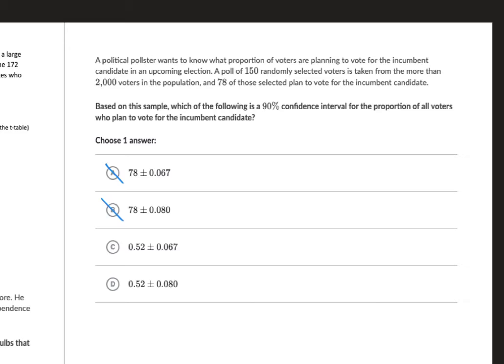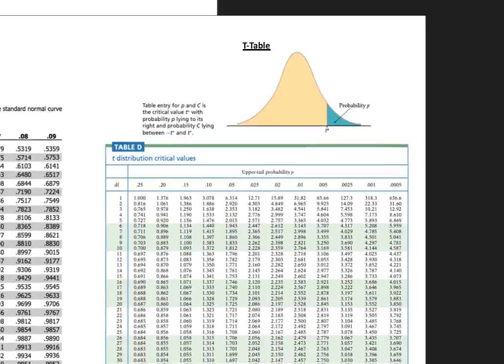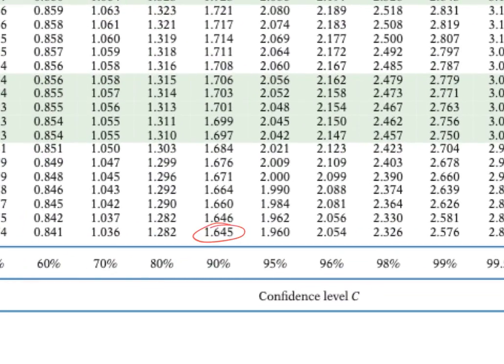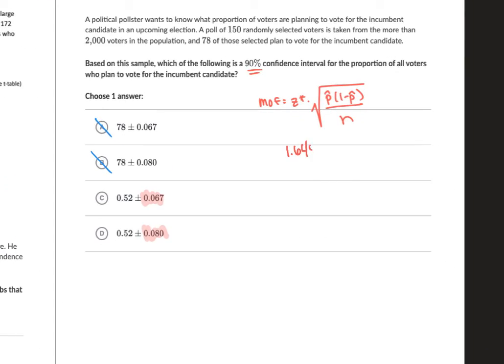So this part of the confidence interval, the second part here, this represents the margin of error. And remember that the margin of error is equal to z star times the standard deviation, which is going to be the square root of p hat times 1 minus p hat over n. Well, if we're calculating a 90% confidence interval, we look at our table. 90% is 1.645. Actually, let me show it here. 1.645. So we're going to do 1.645 times. Now we need to figure out what p hat is.